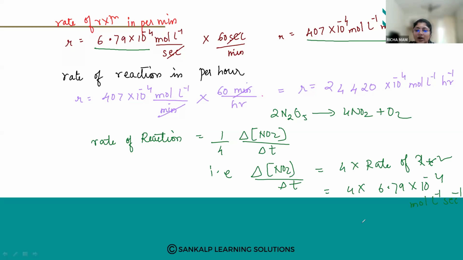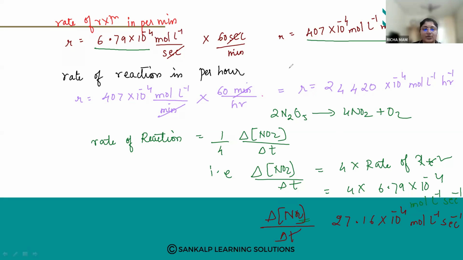Okay, so calculate now how much it is produced. Just see how much it is produced. 4 into 6.79 is 27.16 into 10 raised to minus 4 mole per liter per second. So this is the concentration of NO2 produced. Yes, very good. So your answers are correct.